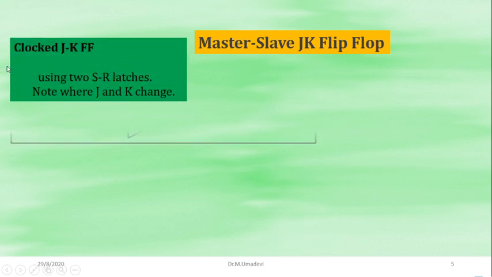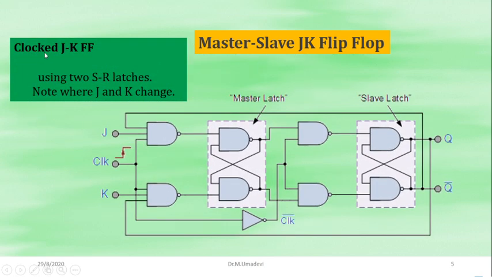The master slave flip-flop is sometimes called clocked JK FF. FF is nothing but flip-flop. And this JK master slave flip-flop is constructed using SR latches. This is the master latch using NAND gates, and this is the slave latch using NAND gates, SR latches. So here J and K are the inputs. Instead of S and R, we have used the letters J and K. J is set and K is reset. In SR master slave, we will be using S and R.